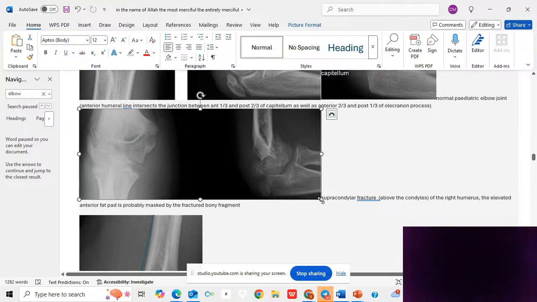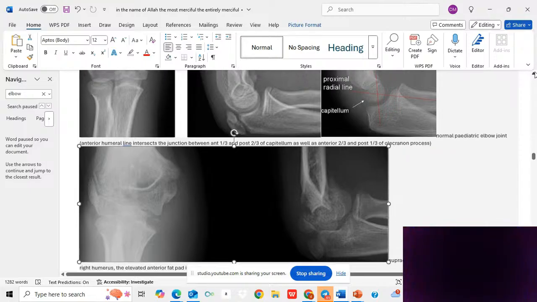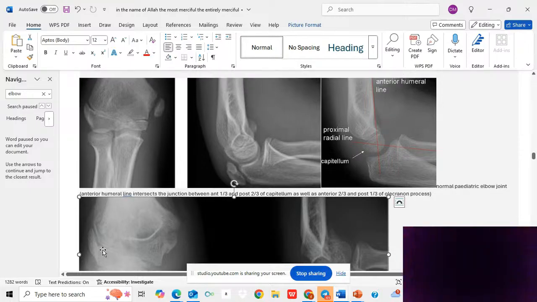So what about this case? Let's compare here. If you go like this, there's a defect here. So this is the supracondylar fracture. As you can see here, there is no fracture here, but there's a fracture here. And it's called supracondylar because it's above the level of the humeral condyles. So it's a supracondylar fracture.